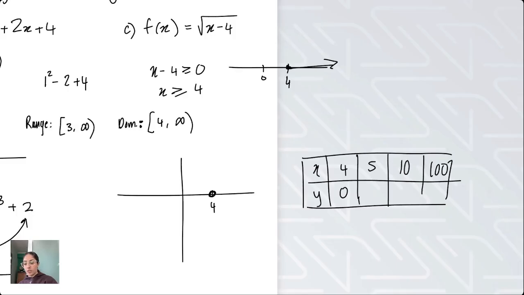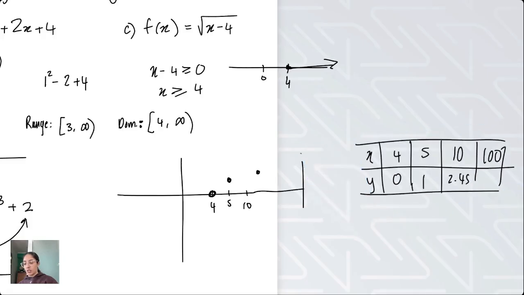So for 5, you get 1. Yeah. Cool. The next one? 2.45. So then for 10, we get 2.45. And then for 100, which would be like maybe way out here. Again, it doesn't need to be to scale. What do you get for 100? 9.8. So not that much higher. So the graph kind of looks like that, as we said.